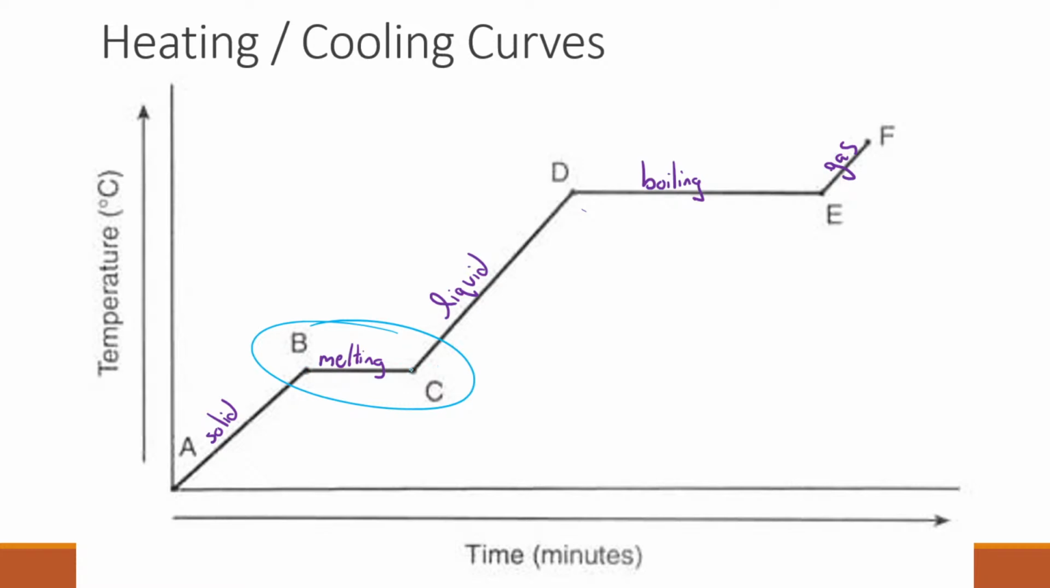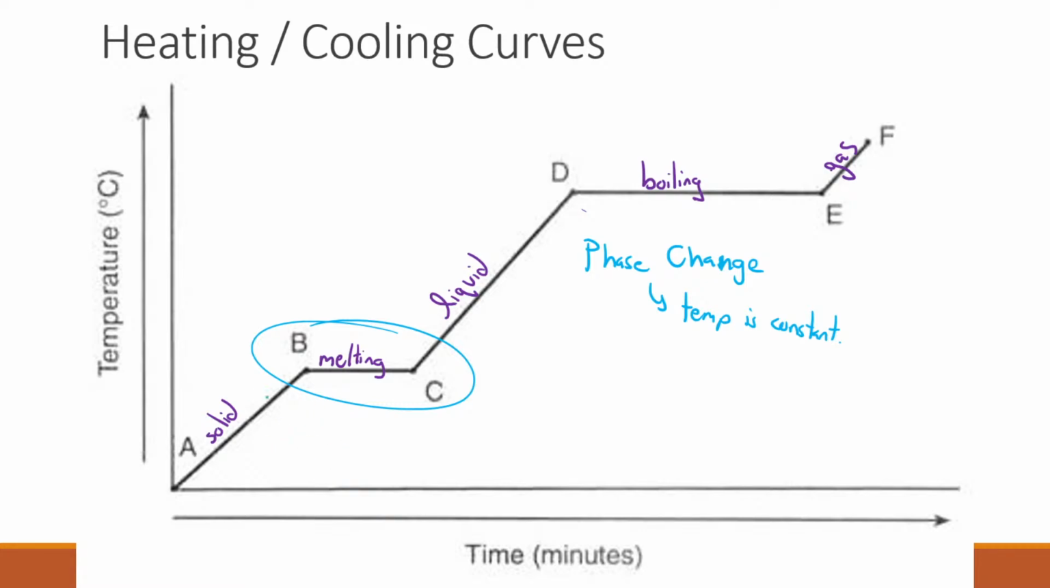So this flat piece here represents the fact that the temperature is remaining constant. So we have a phase change. This is also true of our boiling, right, from line D to E. So during a phase change, temperature is constant. That's my first observation here.